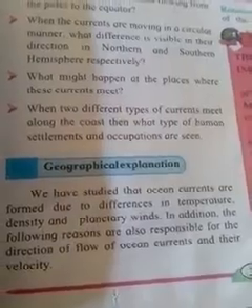Good morning, students. In the last period, we learned about the horizontal surface ocean currents. Today, we are going to learn about the next part.